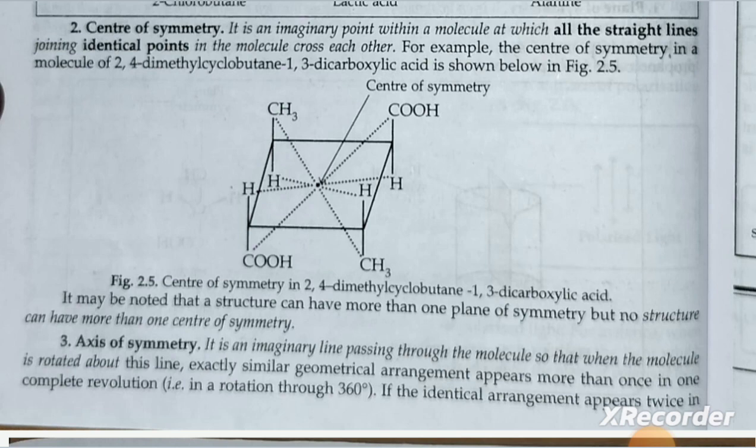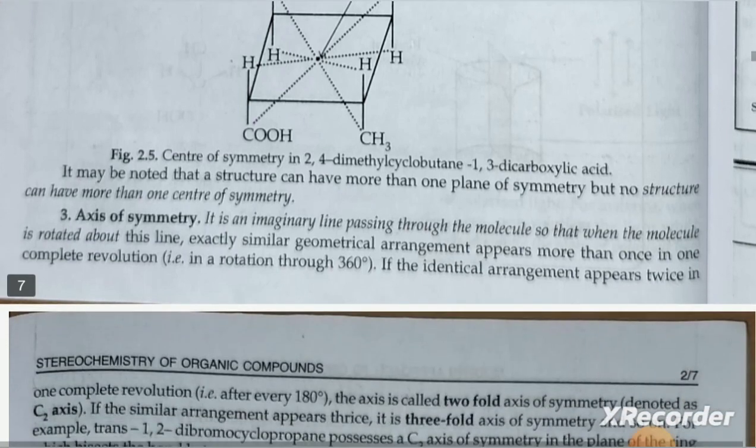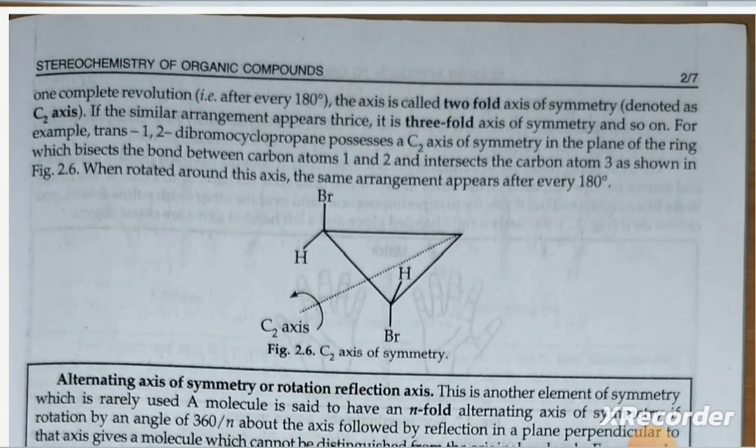Third is axis of symmetry. It is an imaginary line passing through the molecule so that when the molecule is rotated about this line, exactly similar geometrical arrangement appears more than once in one complete revolution. It means in rotation through 360 degrees, if the identical arrangement appears twice, that is after every 180 degrees, the axis is called a two-fold axis of symmetry, denoted as C2 axis. If the similar arrangement appears thrice, it is a three-fold axis of symmetry, and so on.